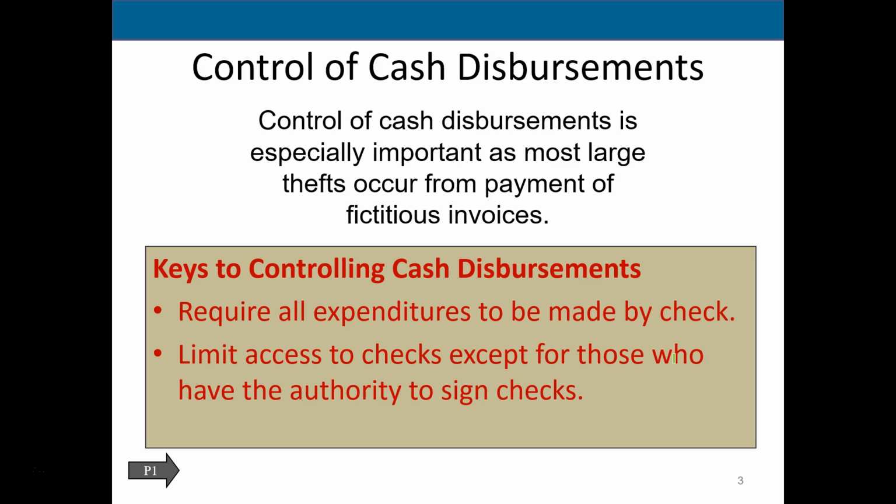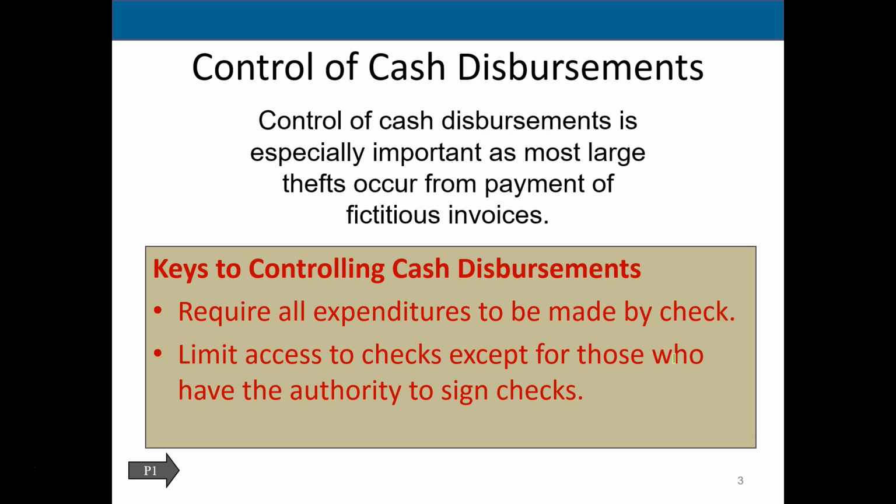How could we safeguard against the cash going out? Well, keys to internal controls: cash disbursements require all expenditures to be made by check. We want as few expenditures as possible to be made by cash. We may have a petty cash fund, but we are generally going to spend the petty cash fund on very small items and we're going to regulate how much is in a petty cash fund. Other than that, we want it by check.